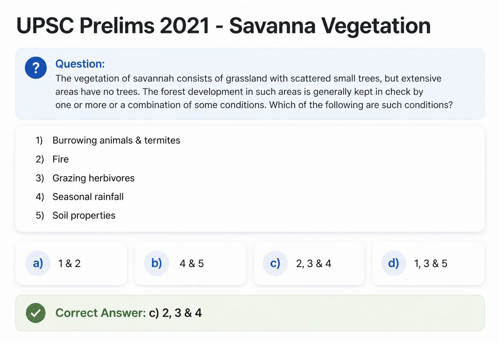As we noted, the long dry season turns the grass into fuel for frequent fires that destroy tree saplings. Additionally, massive herds of grazing herbivores trample new shoots before they can grow. Therefore, conditions 2, 3, and 4 are the primary factors maintaining the open grassland, making C the correct answer.